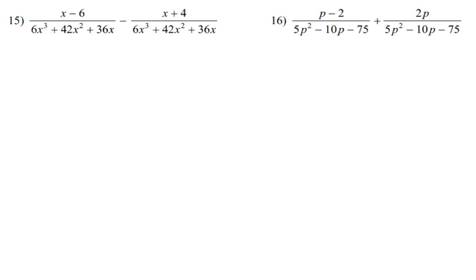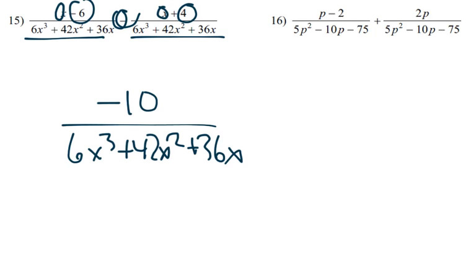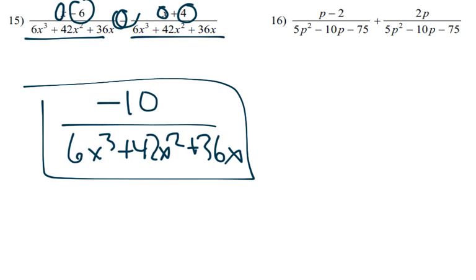Alright, same with these ones. Still have common denominators. So we just x minus x, got rid of that. Negative 6 minus 4 would give us negative 10 over 6x cubed plus 42x squared plus 36x. Which, yeah, I could simplify that, but I don't need to, because I'm not going to get rid of anything. Okay? There's nothing that I can eliminate, so why? It's not really worth it to just rewrite the equation.